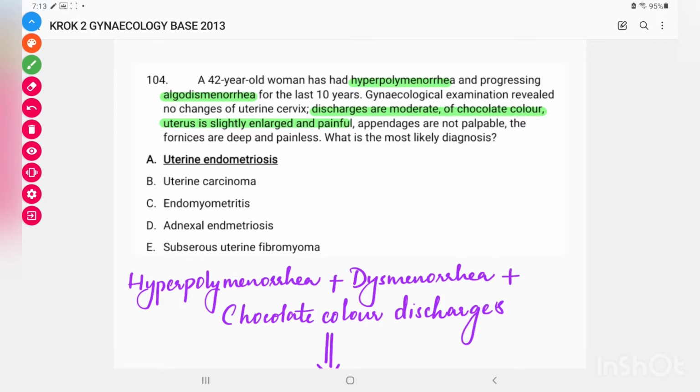So this is seen since the last 10 years, and clearly in the previous section also we have discussed the chocolate colored cyst, which is mainly seen in endometriosis, right? So this is again a repetition only. Always remember, chocolate colored vaginal discharge basically happens due to the formation of chocolate cyst in the ovary, and along with that, when there is intense profuse bleeding and also dysmenorrhea, it is a very strong sign of endometriosis.